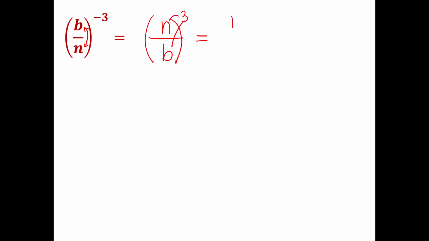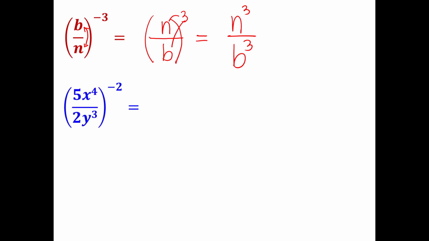Distribute. N raised to 4, N raised to 3, B raised to 3. There you go, we just distribute. Let's have another example. What do I do with this? So what will be flipped here, Section Noble?